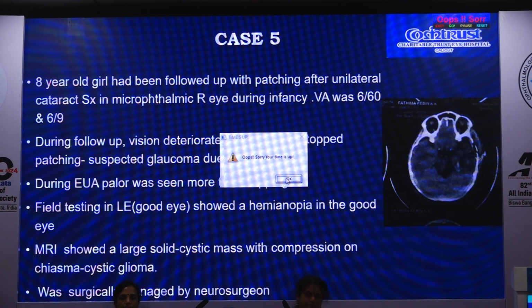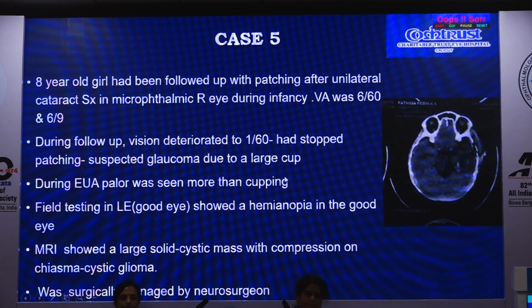for any RAPD. So this is an 8-year-old child who was being followed up after a unilateral cataract surgery with amblyopia. Later we found that her vision was dropping. She was not very compliant with patching, but the disc appeared pale, and vision was down to a few meters, so we couldn't do a field test in that eye. But when we did field testing, the other eye showed hemianopia, and a large solid cystic mass was seen.